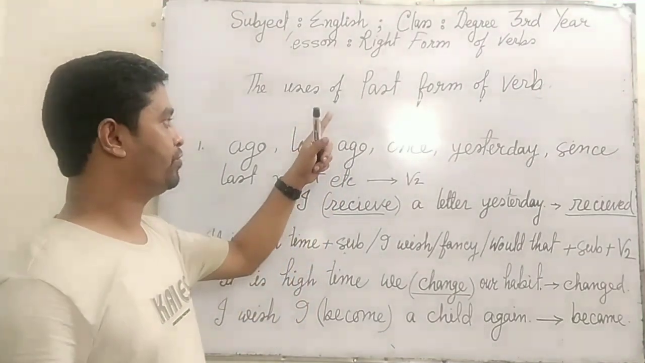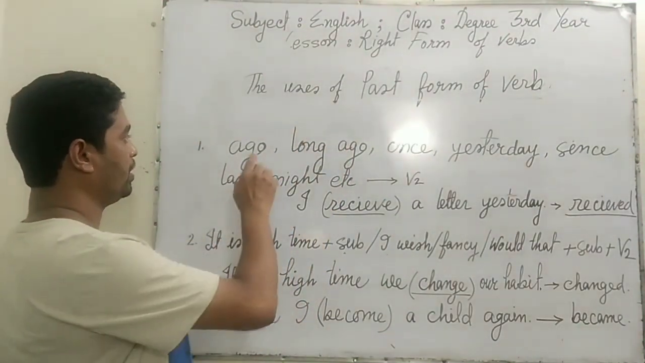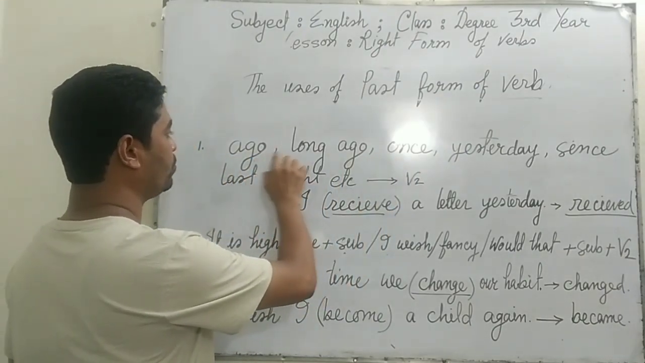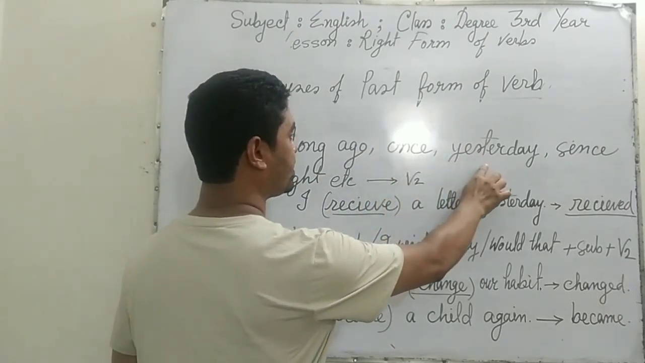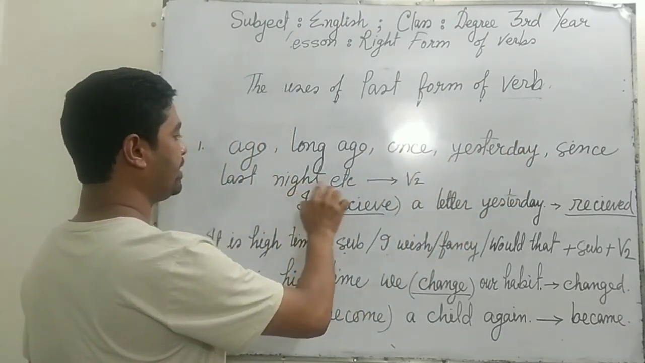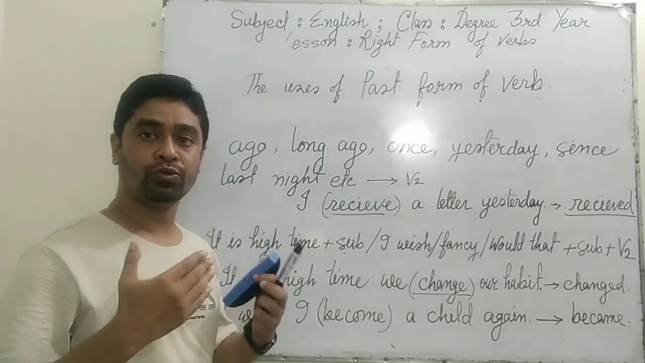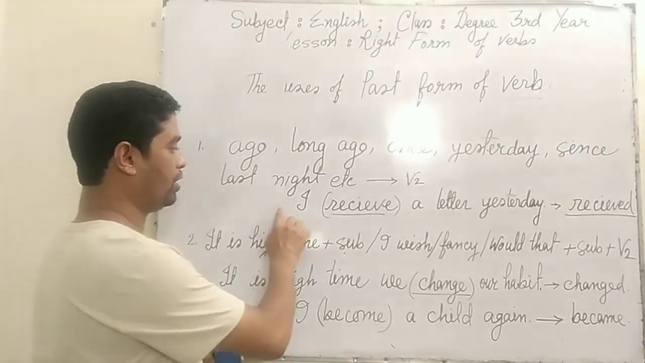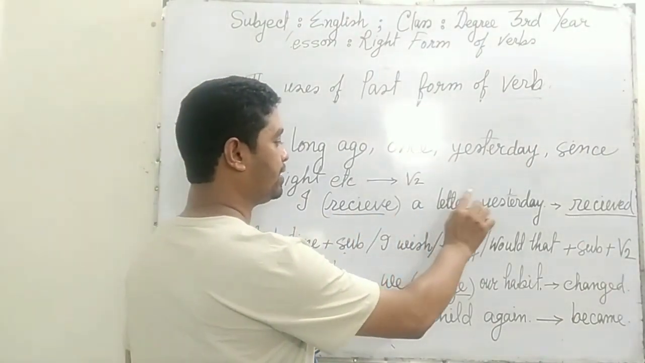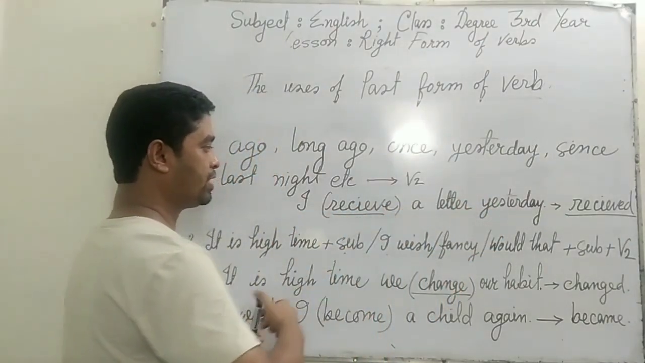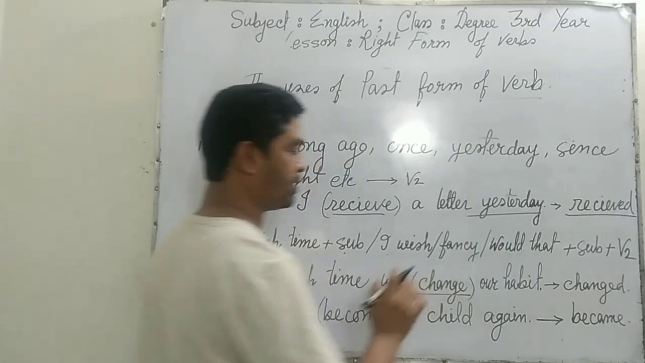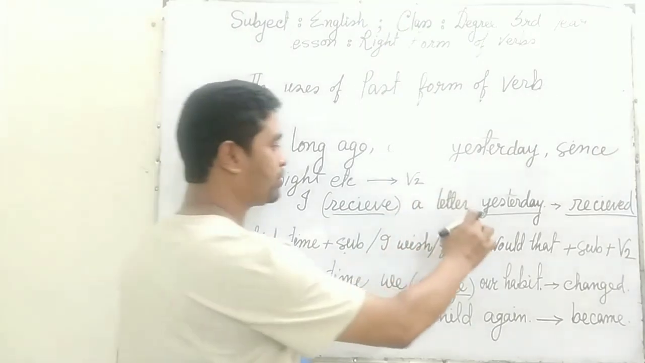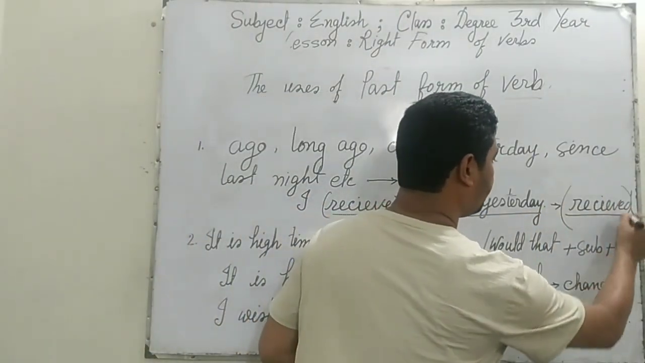Let's go to the past form of the verbs. If in a sentence we find words such as ago, long ago, once, yesterday, since, last night, etc., then we have to use the past form of the verb in the sentences. For example, I received a letter yesterday. In this sentence, we find yesterday. That means we have to use the verb receive in the past form. The answer will be received.